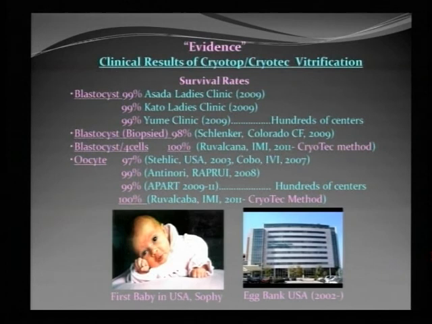And this is Sophie, the first baby obtained in the United States. It is May 2003. And at this center, we established an egg bank in the USA in 2002, in Milwaukee, in Wisconsin.